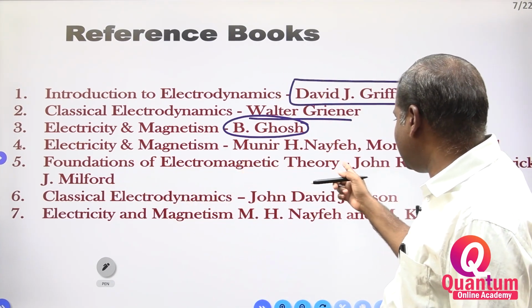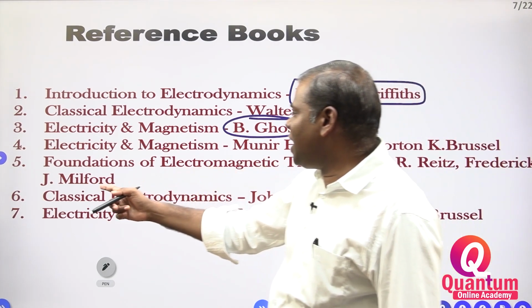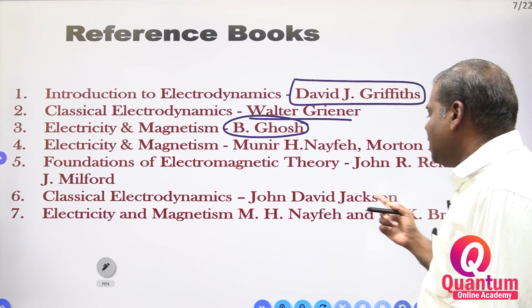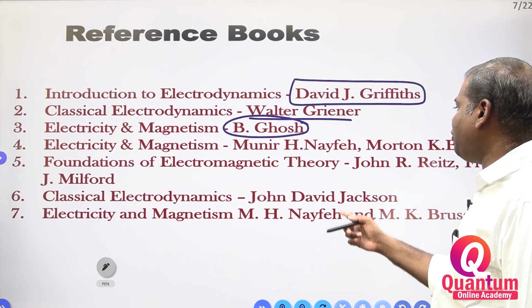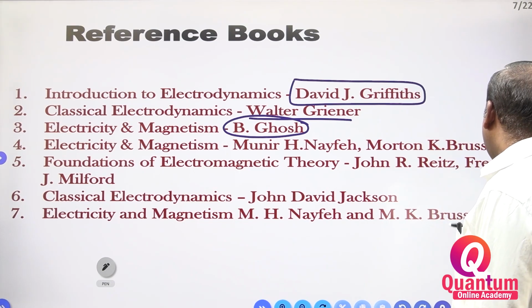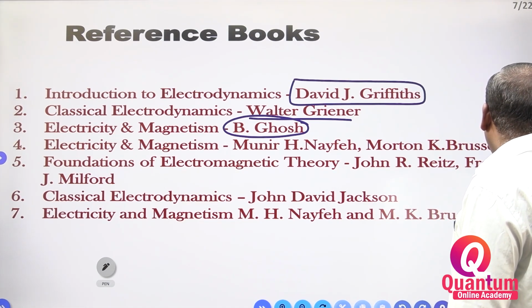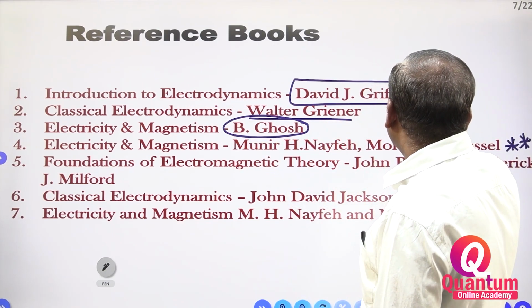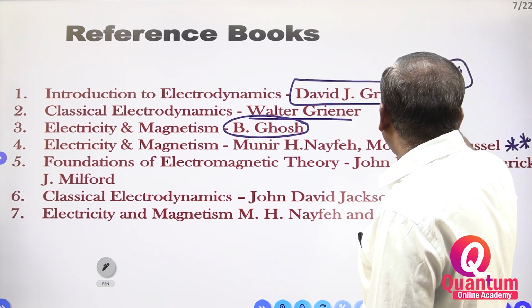Foundations of Electromagnetic Theory, John R. Reitz, Frederick J. Milford. Classical Electrodynamics, John David Jackson. This book is very nice. Electricity and Magnetism, M.H. Nayfeh and M.K. Brussel. Two times I indicated this book. This book is very nice book. Very nice book. If you want to buy, you can buy. And this Introduction to Electromagnetic Theory, this book is very useful in CSIR examination. Their solutions also is there.